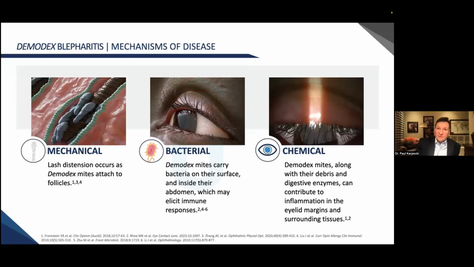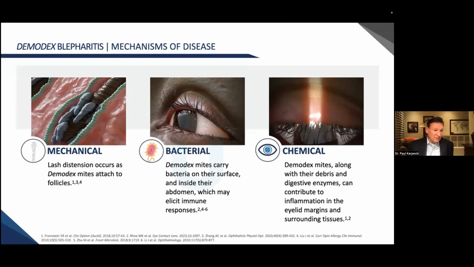They have, I guess, 4 claws, 2 on the top and 2 on the other side. They carry bacteria on their surface. That's why you see 93% of all evaporative dry eye patients have some sort of bacteria, especially those with Demodex. And then there are the chemical digestive enzymes. Demodex is a weird little organism.